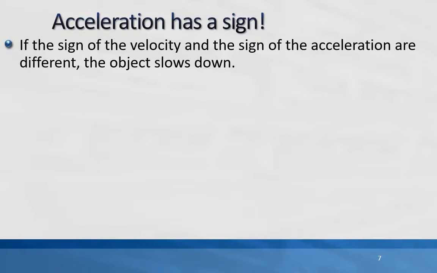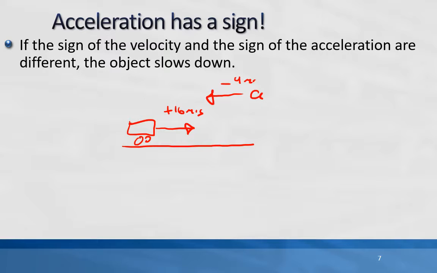Now the reverse is also true. If our car here was going positive 16 meters per second, and acceleration was negative 4 meters per second squared, after a second, this is how much the velocity will change. The velocity will drop in this case because the acceleration is negative 4. So instead of 16, it'll be going 12. After another second, it'll only be going 8. After another second, only 4. And finally, after that next second, it'll come to a stop.